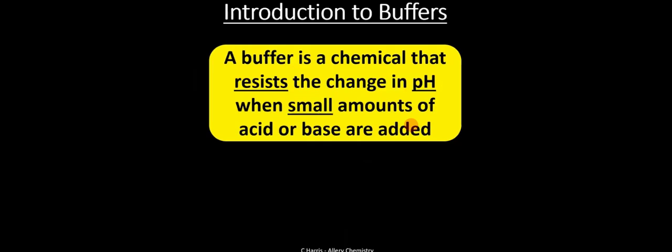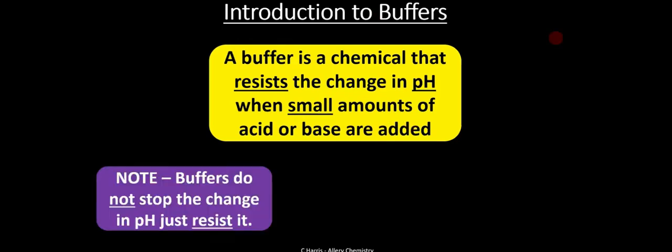Okay, let's move on. So we're going to be talking about buffers, which are an important part of our study. Let's just say here what a buffer is. A buffer is a chemical that resists change in pH when small amounts of acid or base are added. You need to understand here that buffers do not stop the change, they just resist. So there's going to be a change in pH, but it's going to be small, it's going to be resisted.